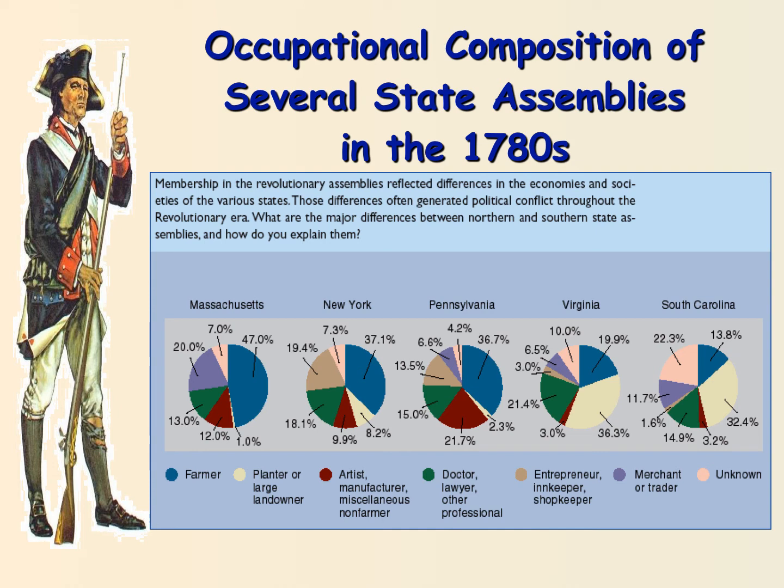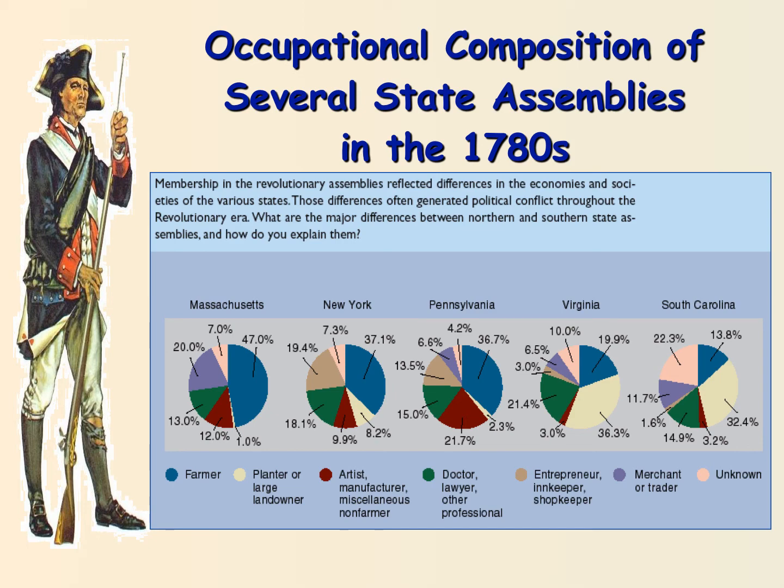Okay, occupational consumption of several states and assemblies. So these are kind of their budgets, and you could see the different jobs. If you look, in Massachusetts, half of the people in this state were farmers, and planter elite. If you go down to South Carolina, it's almost all planter elite.